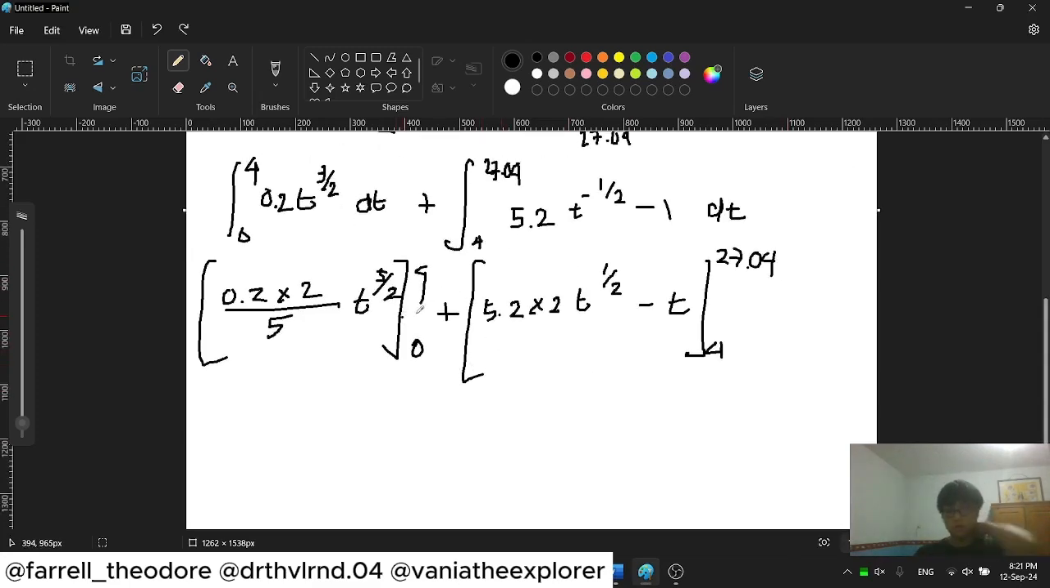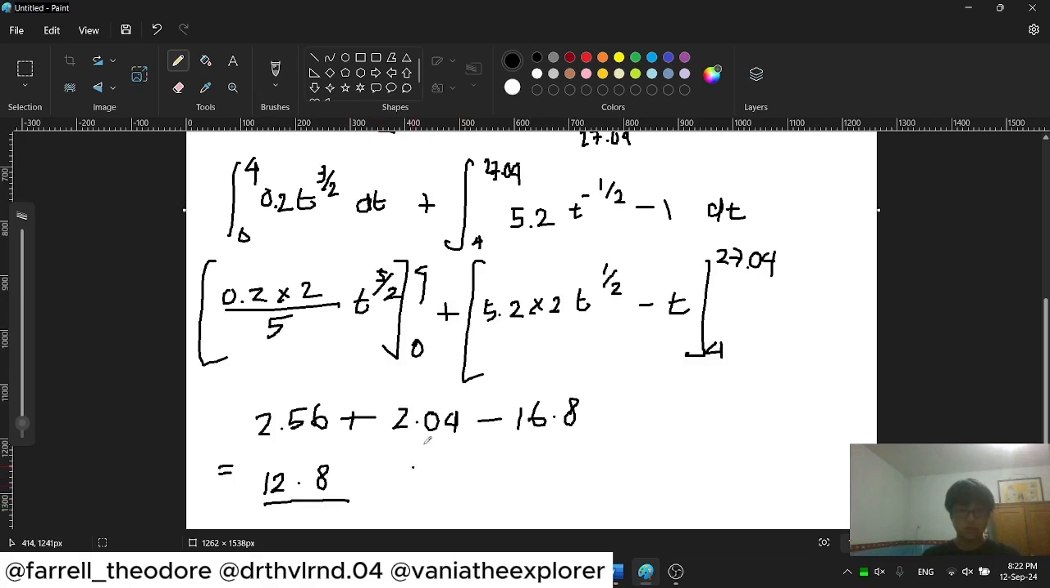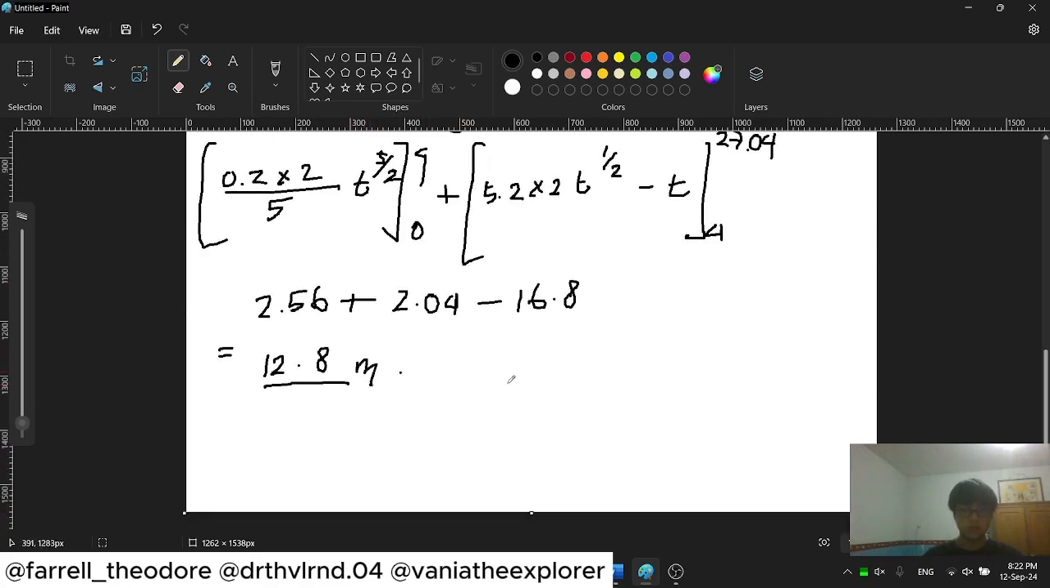Now, when you substitute 4 into this first equation, you will get 2.56. And when you substitute 0, you'll get 0, so skip that. And next, if you substitute 4 into the second equation, you will get 2.04. And if you substitute 27.04, you'll get 16.8. Now the total will be 12.8. And this is the final answer, 12.8 meters.